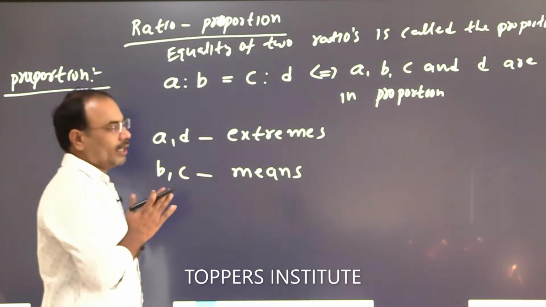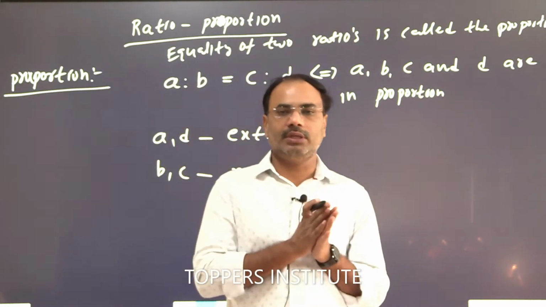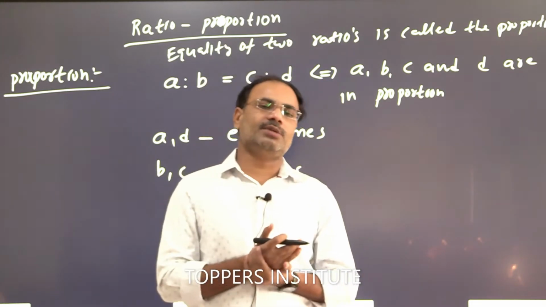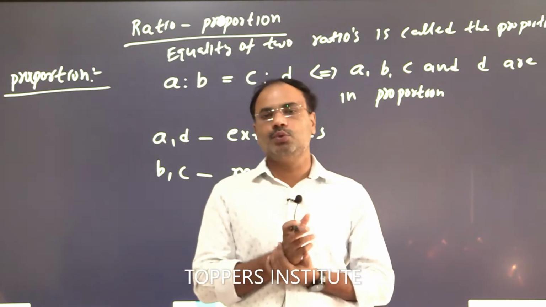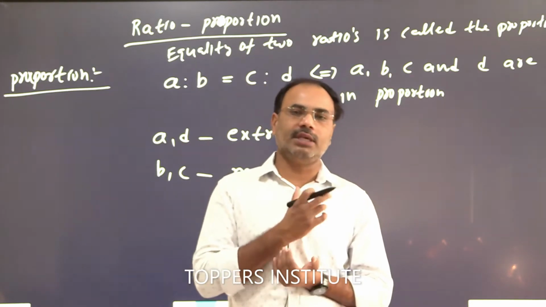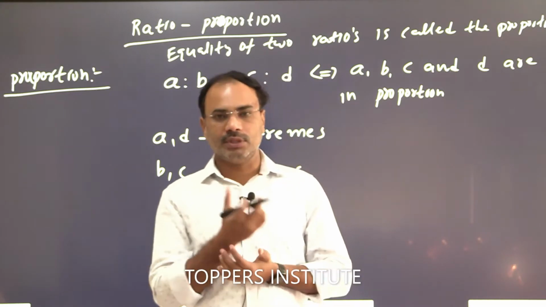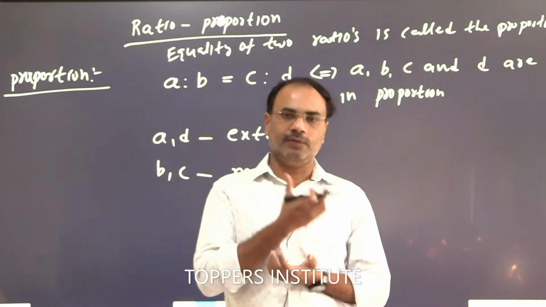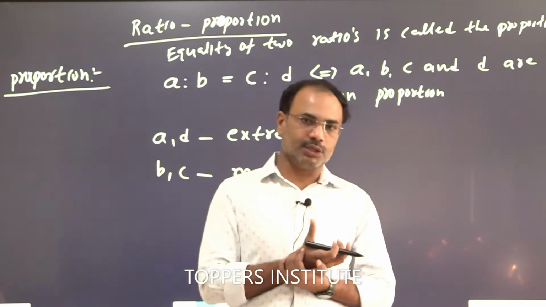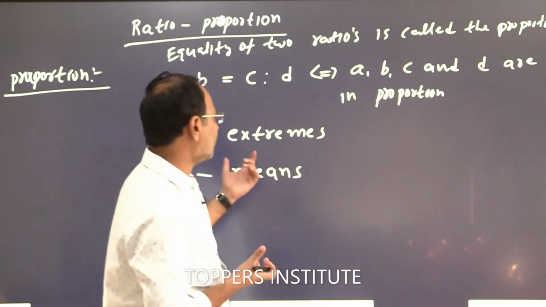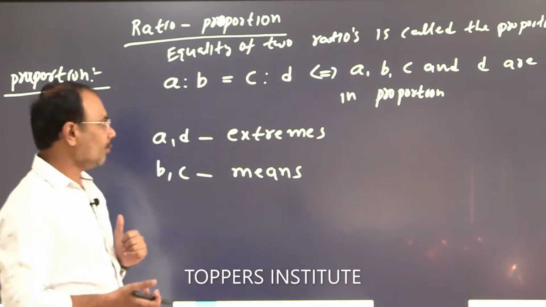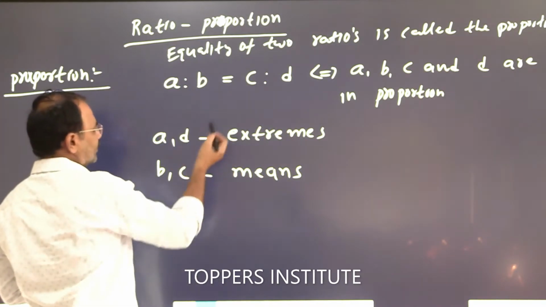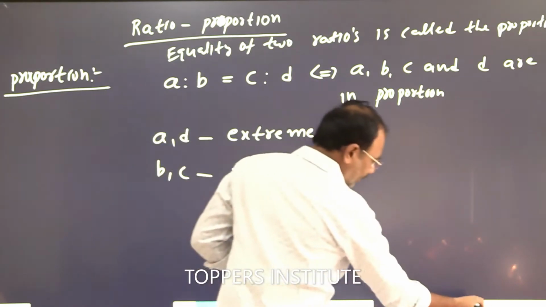So simply, there is no difference between ratio and proportion. If we give another version of the definition of ratio, that is proportion. If we have two ratios and the two ratios are equal, then you can say the two ratios are in proportion. So simply, the equality of two ratios is called proportion. If I have two ratios A is to B and C is to D, and if these two ratios are equal, then you can say A, B, C and D are in proportion. We call this an if and only if condition. So A and D are extremes, B and C are means.